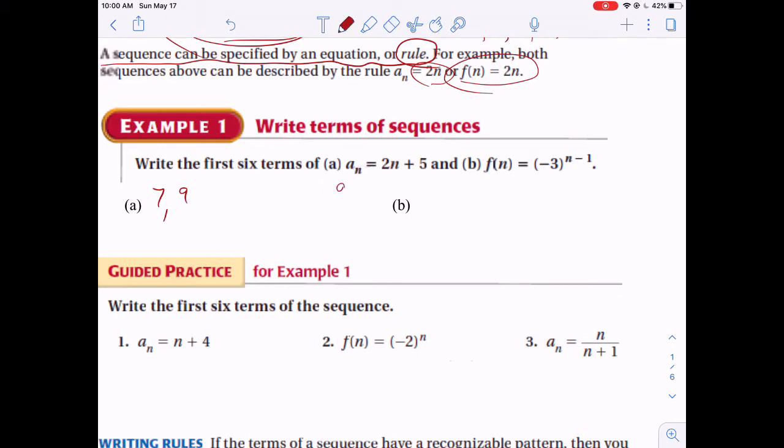Okay, so a to the 3 equals 2 times 3 plus 5, and that's 6 plus 5 is 11. So you can see what's going to happen, right? Just going to add 2. So 13, that's 4 of them, 15, and 17. That's 6? 1, 2, yeah, that's 6. First 6 terms. Okay, next one.